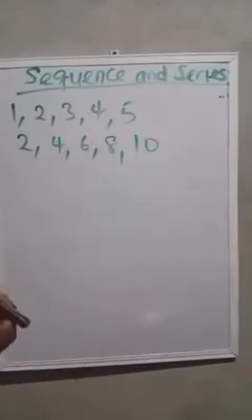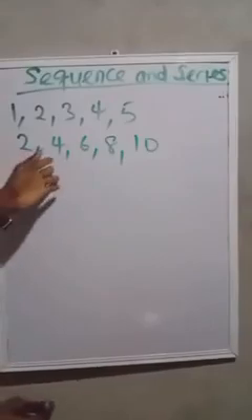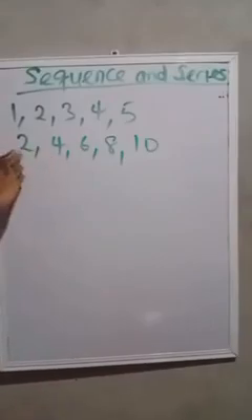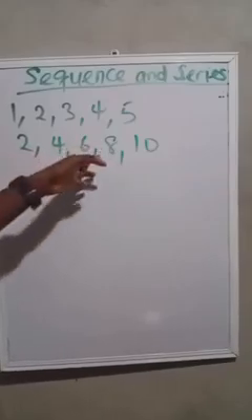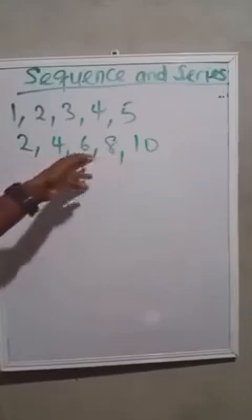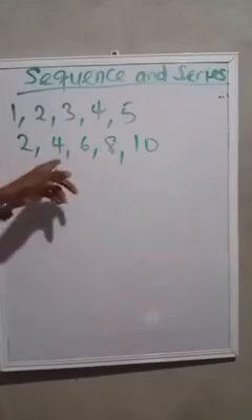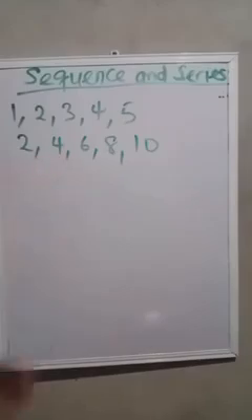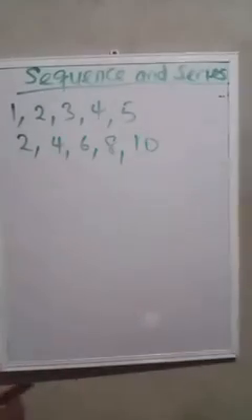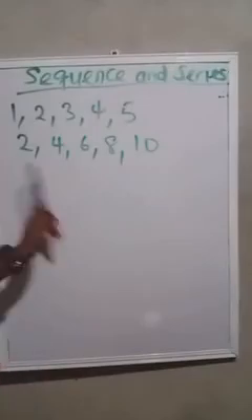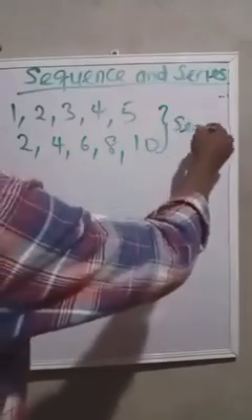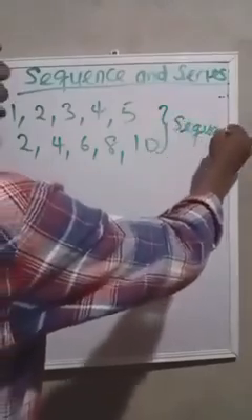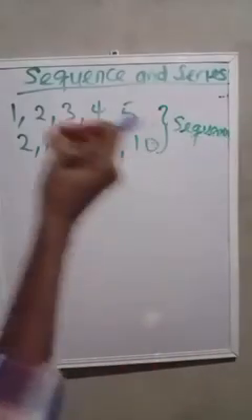What's the difference between this and this? There's something that relates the third number and the second term, and it's still the same thing that relates the second term and the first term. So because they are arranged in that manner, that's what we refer to as a sequence. So these are actually sequences. And then we have what we refer to as series.